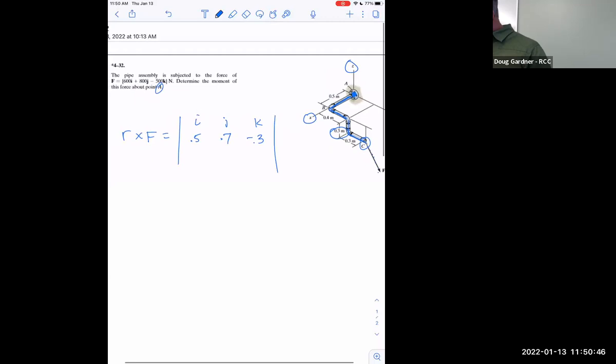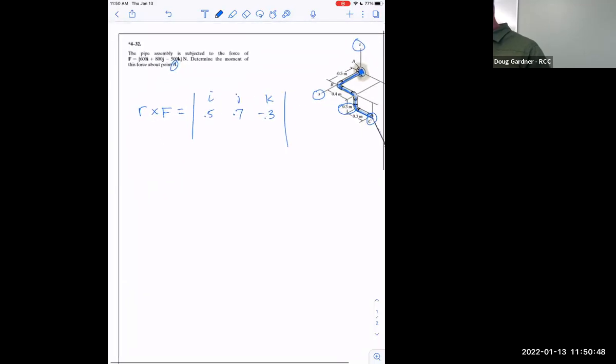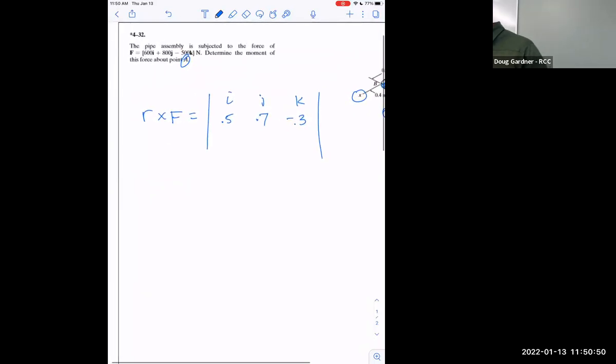Then we need the X, Y, Z components of the force. Sweet, they gave it to us in that form. Notice they didn't leave off the N at the end, which is newtons. These are newtons. So 600 newtons, 800 newtons, negative 500 newtons. Awesome. Now I just need to do the cross product. I'm done.